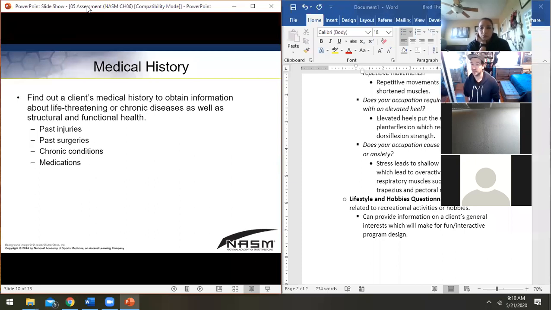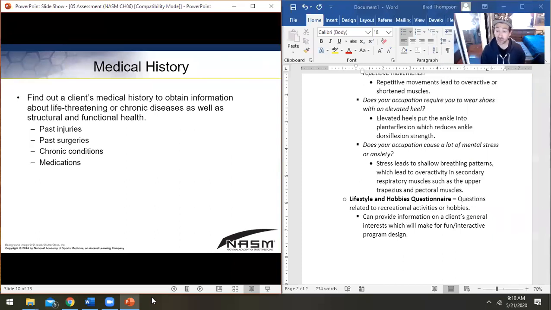If you know what your client's interests are, you can target those interests, right? If your client likes soccer, you can focus on doing things for lower body, agility, and drills and things like that. So again, it may not seem like the most important information in the world, but finding out about somebody's hobbies is a great way for you to know what to design when you get to writing your program.